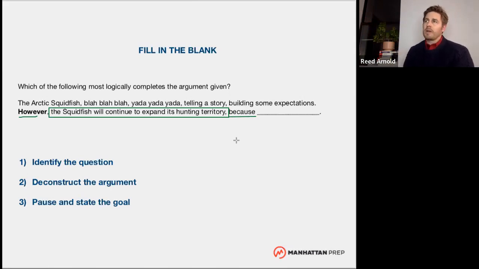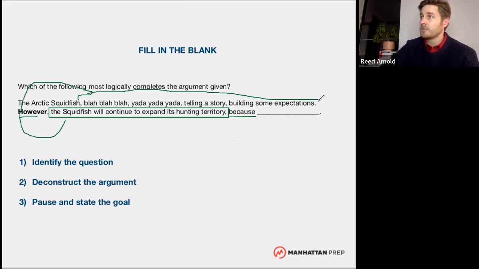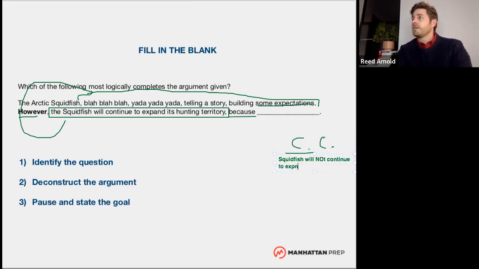But because of the way the GMAT works, because of the way GMAT critical reasoning is built, and because of the way this question and prompt are structured, in order to show why the squidfish will continue to expand its hunting territory, well, we already know that that's in conflict with whatever this very generic stuff is. Again, I've been super generic, so you don't really know what it says, but whatever comes in that first chunk, it turns out is leading to an expectation that actually the squidfish, and so this is a conclusion for someone, right? And you might want to call it a counter conclusion because it's not my author's conclusion, technically, it's someone else's conclusion, but someone thinks the squidfish will not continue to expand its hunting territory.